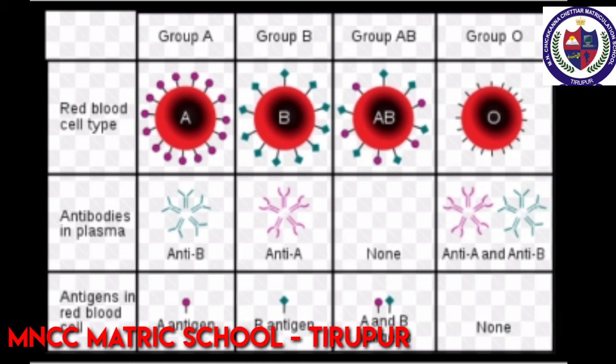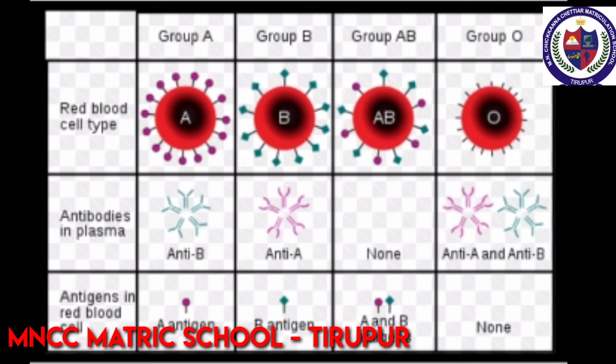Blood donation. In blood transfusion, one must consider the antigen and antibody matching between the donor and the person receiving blood. When an individual receives a mismatched blood group from the donor, clumping of blood occurs in the body, which leads to death.